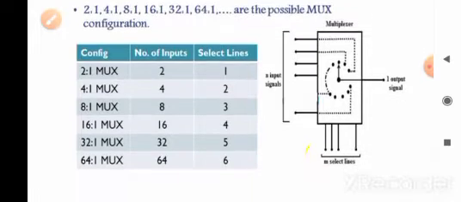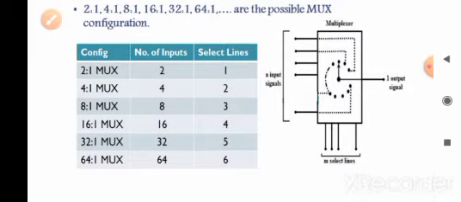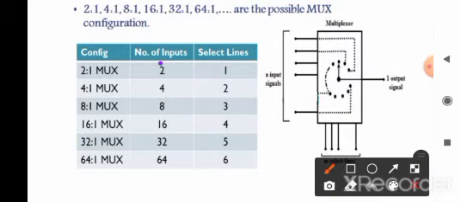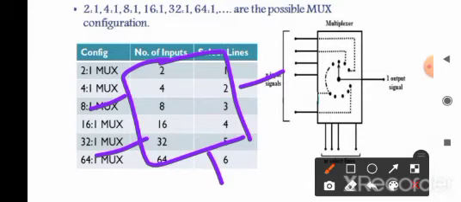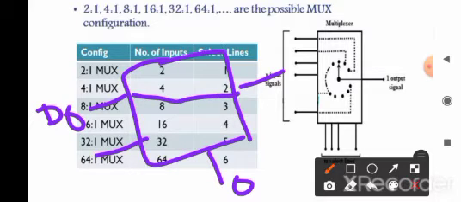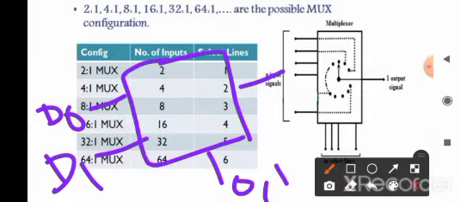See here, we are having a 2 is to 1 multiplexer. For a 2 is to 1 multiplexer we have only 2 inputs, only one output and only one selector switch. So when the selector switch is equal to 0, the input D0 will be given to the output. When the selector switch is 1, D1 will be given to the output.